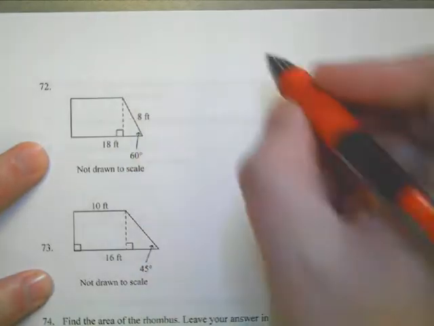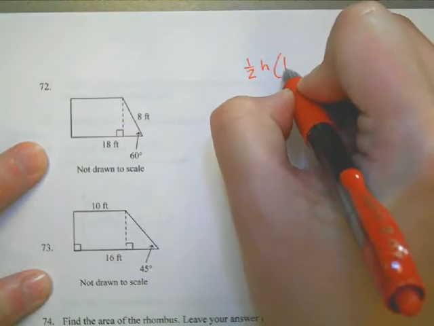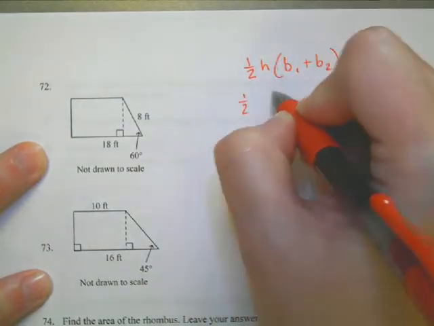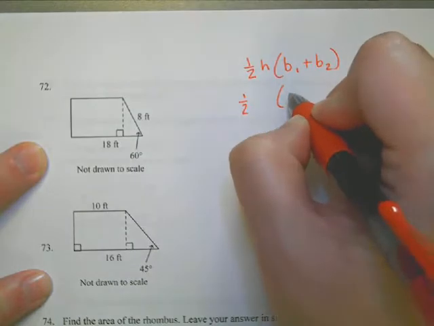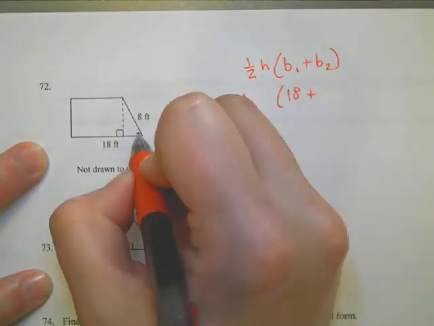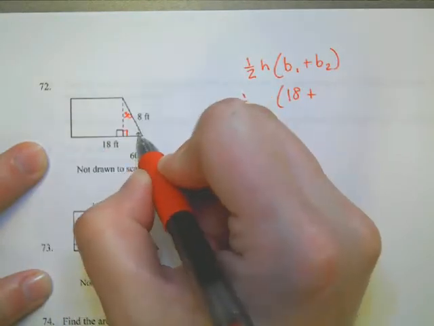1/2 times the height times the sum of the bases. And all I have is one of my bases here in number 72. Okay, I don't have my height yet. I only have one of my bases, so I need my other base. Okay? Alright, but this is a 60-degree angle, and this is 90, which makes that 30. So I can find the rest of this out because I know the properties of my 30, 60, 90 triangles.